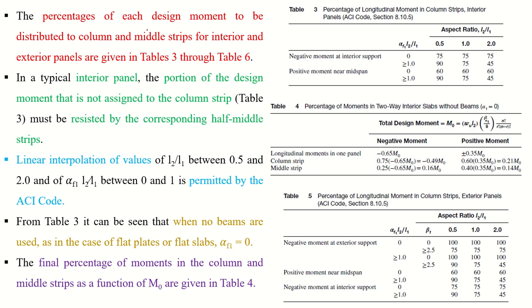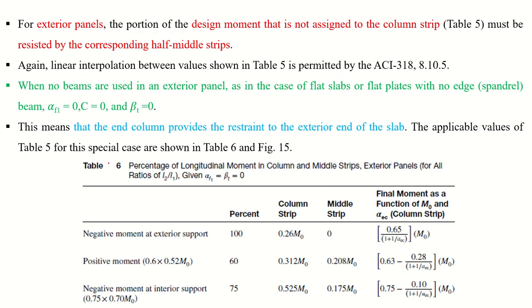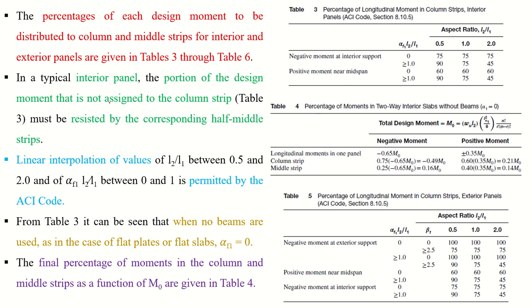So the percentages of each design moment to be distributed to column and middle strips for interior and exterior panels are given in tables 3 to 6. These are presented and the explanations are given here. If you want, you can pause the video here and read it, but let me take you to these tables. Percentage of longitudinal moment in column strip, right?